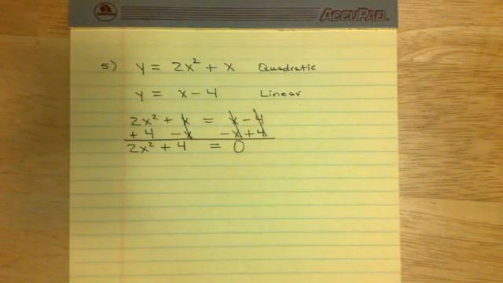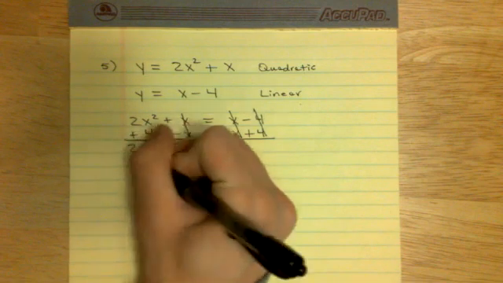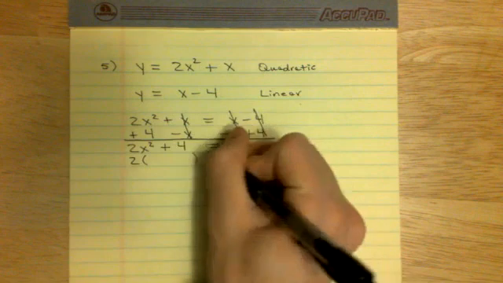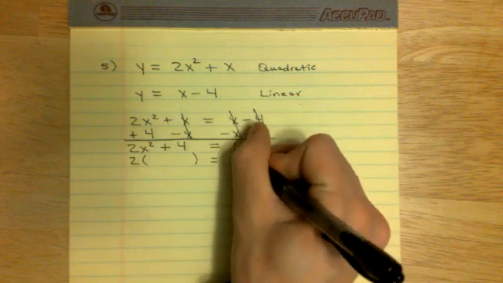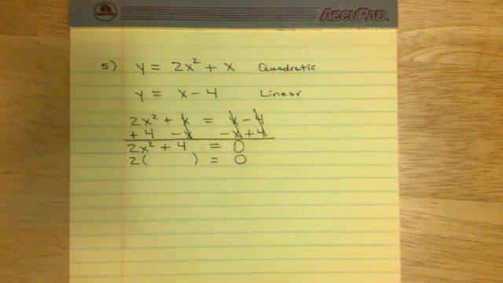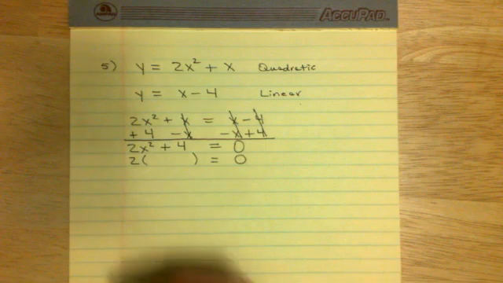So now I have 2x squared plus 4. Can I take out anything that's in common so I can be able to factor it? Yes, I can. I can take out a 2. That way, I can divide everything by 2 and see what's left. So since they both have that 2 in common, I can take out that 2, but I'm going to be left with x squared plus 2 on the inside.